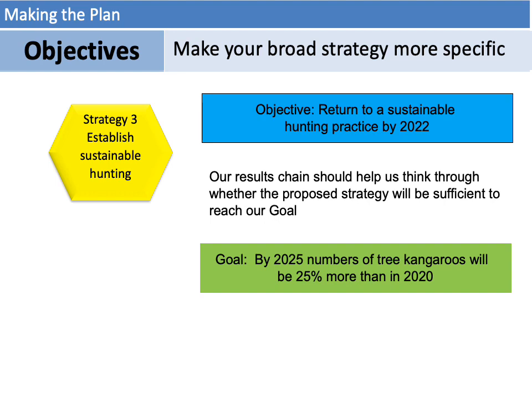What we can also do on results chains is put some objectives there. This helps make your broad strategy more specific. So if you have a strategy which is about establishing sustainable hunting, you might think about what your objective is. It might be something like return to sustainable hunting practice by 2022. Our results chain should help us think through whether the proposed strategy and the objectives will be sufficient to reach our goal, which in this case is that the number of tree kangaroos will be 25% more than in 2020.